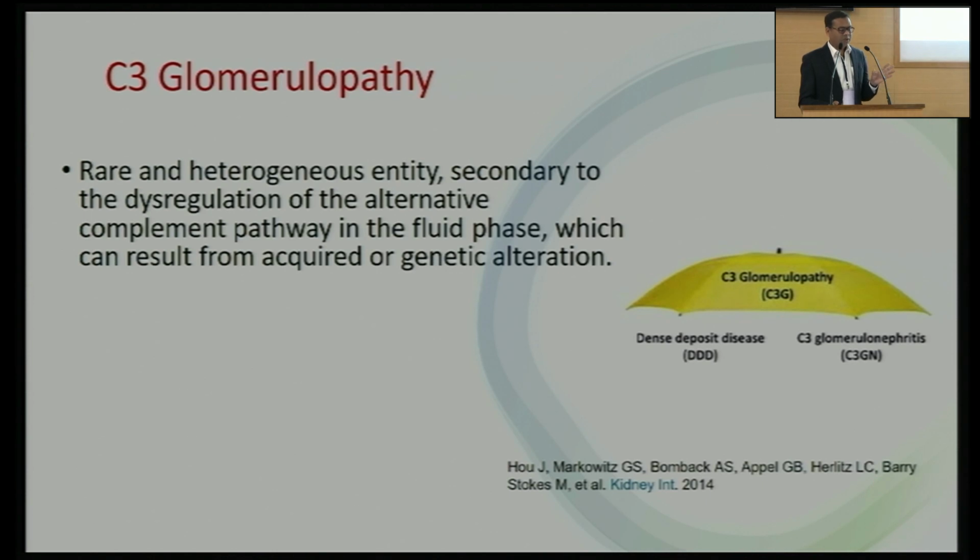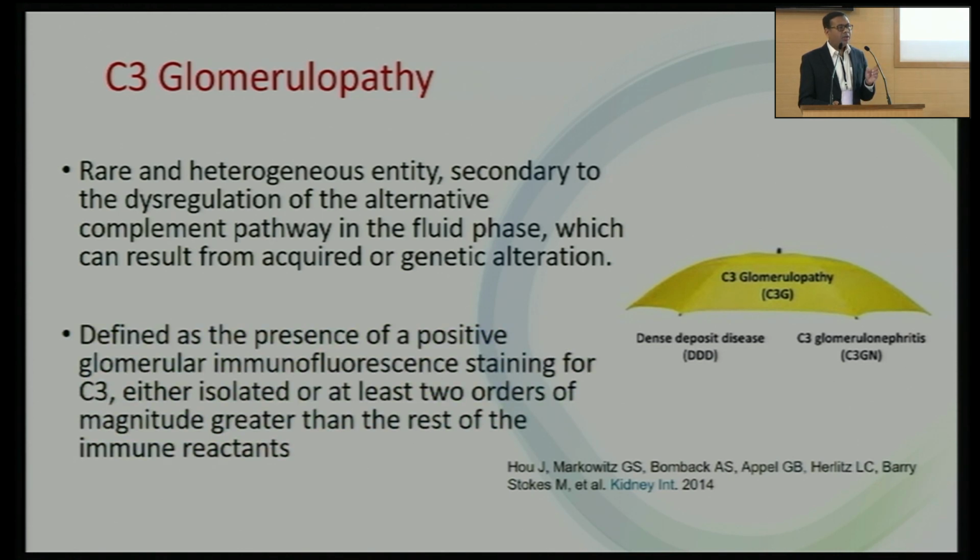C3GN is a rare and heterogeneous disease. I will describe how it is heterogeneous. There is a dysregulation of the alternative complement pathway, and there is either a genetic or acquired alteration in the pathway. It is defined by positive glomerular immunofluorescence for C3 isolated, or at least 2 orders of magnitude greater than the rest of the immune reactants. So that is how we define C3GN currently.